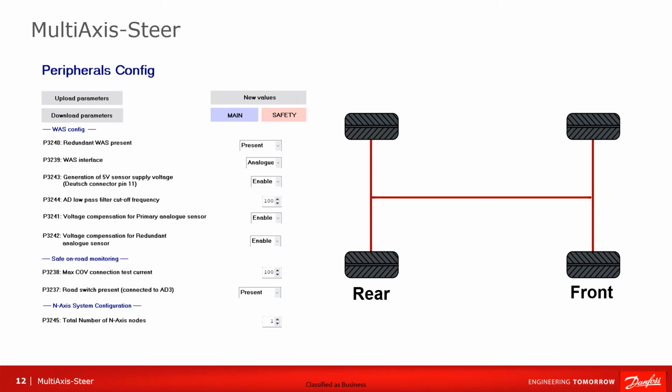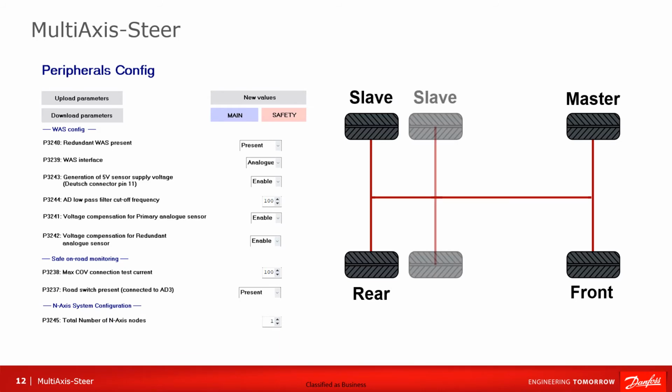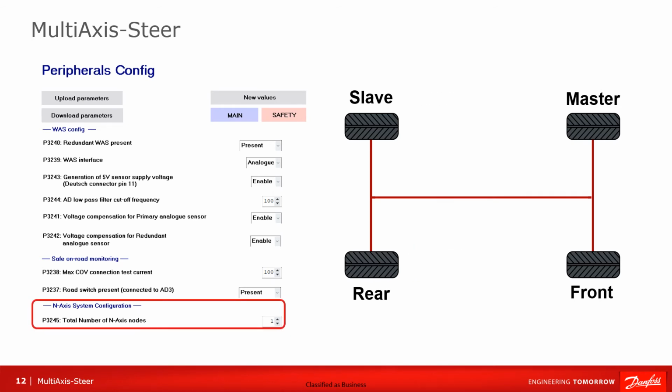Multi-axis is based on the concept of a master and a slave axis. There can only be one master axis with any number of slave axes. In the peripherals config page, the number of in-axis nodes should be equal to the number of slave axes. The majority of multi-axis machines will only use one node.